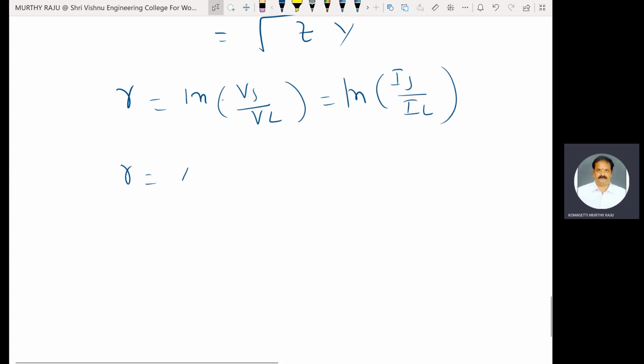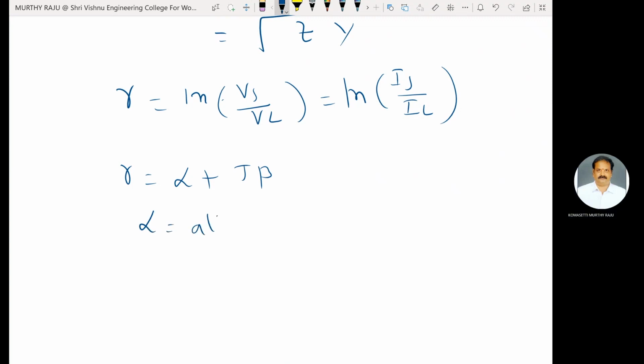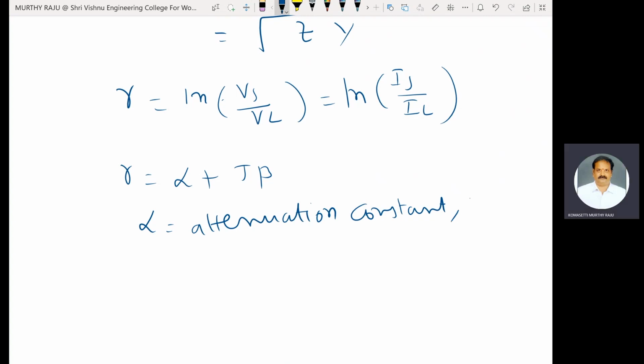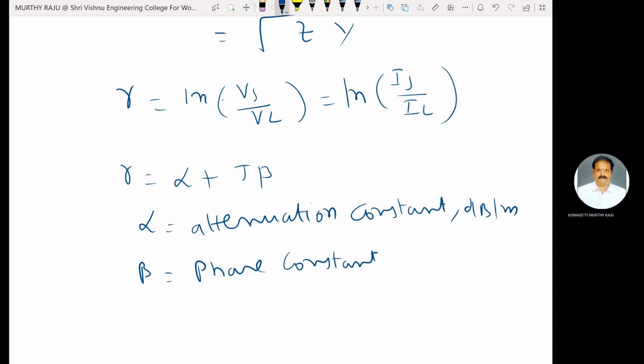Gamma is equal to alpha plus j beta, where alpha is the attenuation constant, measured in dB per meter, and beta is the phase constant, measured in radians per meter.